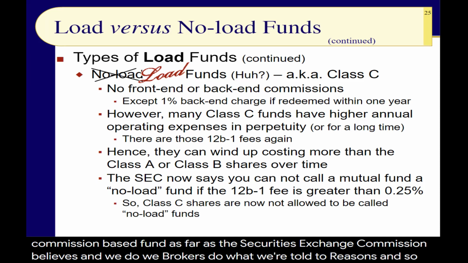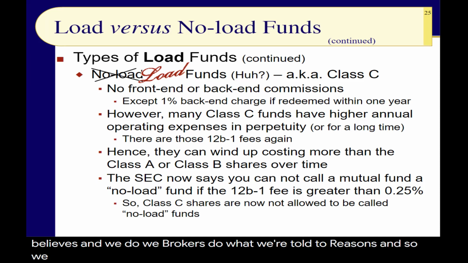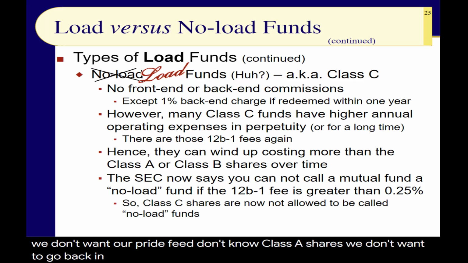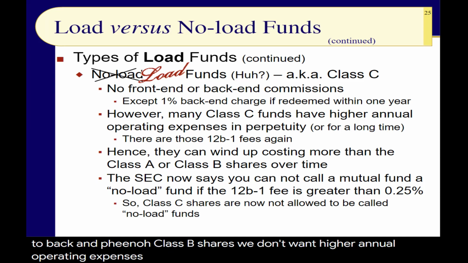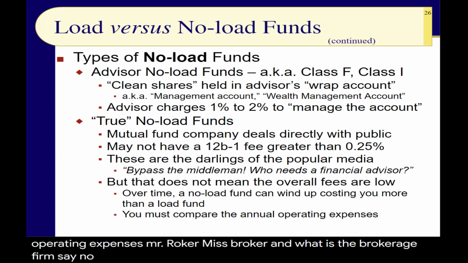And so we don't want an upfront fee, so no Class A shares. We don't want a back-end fee, no Class B shares. We don't want higher annual operating expenses, Mr. Broker, Ms. Broker. And what does the brokerage firm say? No problem. I think you're getting the picture how it works, right?